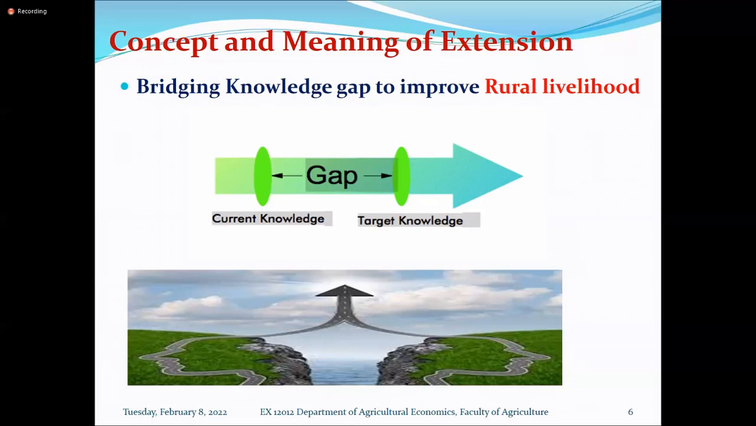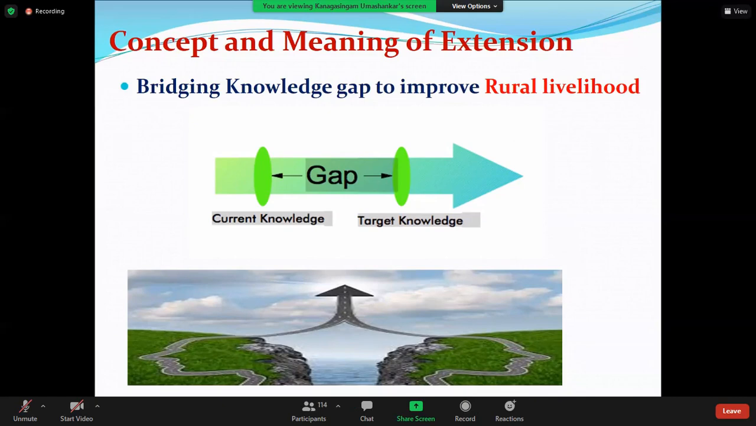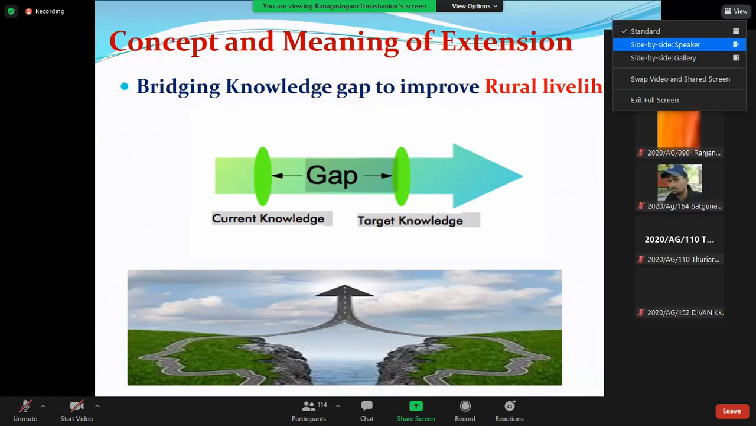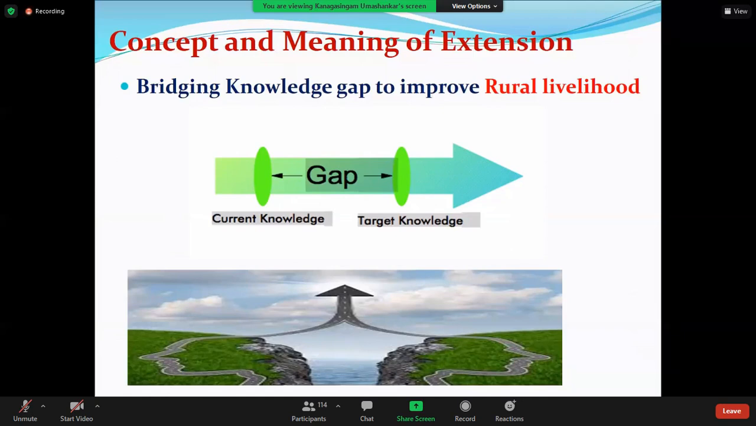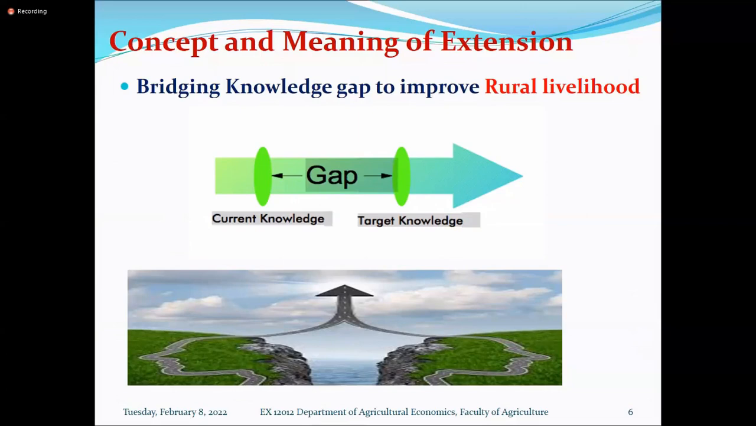Basically, extension, I told you, is a concept which is used in different disciplines. We have medical extension, engineering extension, community medicine extension, marketing extension, business extension. Everywhere you can see the extension principles being applied. But in our context, being agriculture graduates, we should know how extension is relevant to us, what the importance of extension is, and why we want to study it.